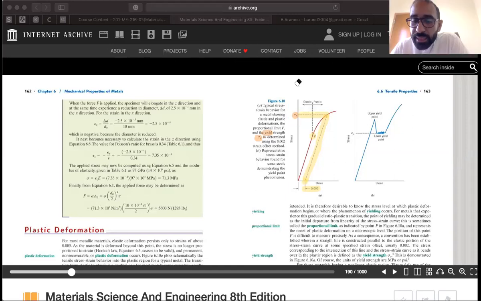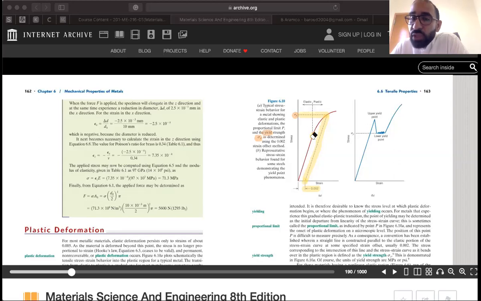Okay, so P represents the onset of plastic deformation, where the plastic deformation is going to start. Microscopically it starts at P, but we cannot determine this point easily because the transition here happens gradually. You need to zoom in more and more, and it may still be difficult to determine this point.